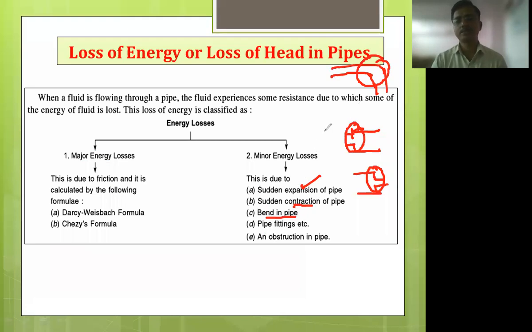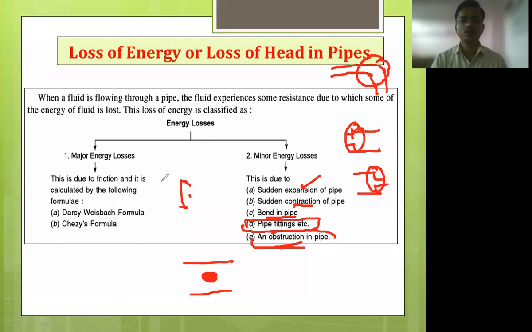Next one is the pipe fittings. पाईप मध्ये आपण जे fittings वापरतो, reducer असेल, किंवा coupler असेल, किंवा वेगळ्या type चे valves असतील, त्याच्यामुळे जो त्या पाईप मध्ये होणारा loss आहे, that loss is called the head loss in pipe fittings. And last one, an obstruction in the pipe. पाईप मध्ये पाणी flow असताना जर मध्ये एखादा अडथळा असेल, त्याच्यामुळे पण हेड loss होतो, and that loss is called the head loss due to an obstruction in the pipe. Okay, so these are the major loss and minor losses. So first we will see the major losses in detail.